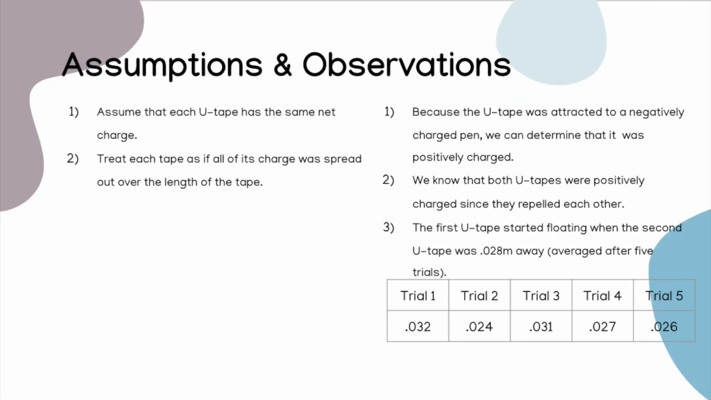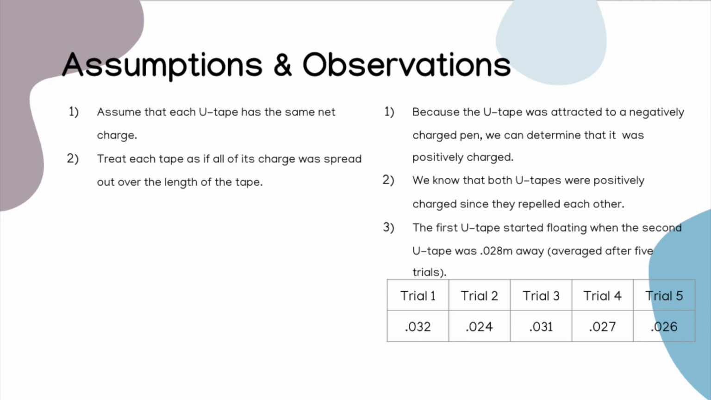The assumptions and observations for this lab are very similar to the assumptions and observations from Lab 1. We're assuming that each piece of tape has the same net charge, but what's different in this lab than in Lab 1 is that we're treating each piece of tape as if all of its charge was spread out over the length of the tape. As for observations, we know that both pieces of tape were positively charged since they were attracted to a negatively charged pen. We know that they were both positively charged because they repelled each other.